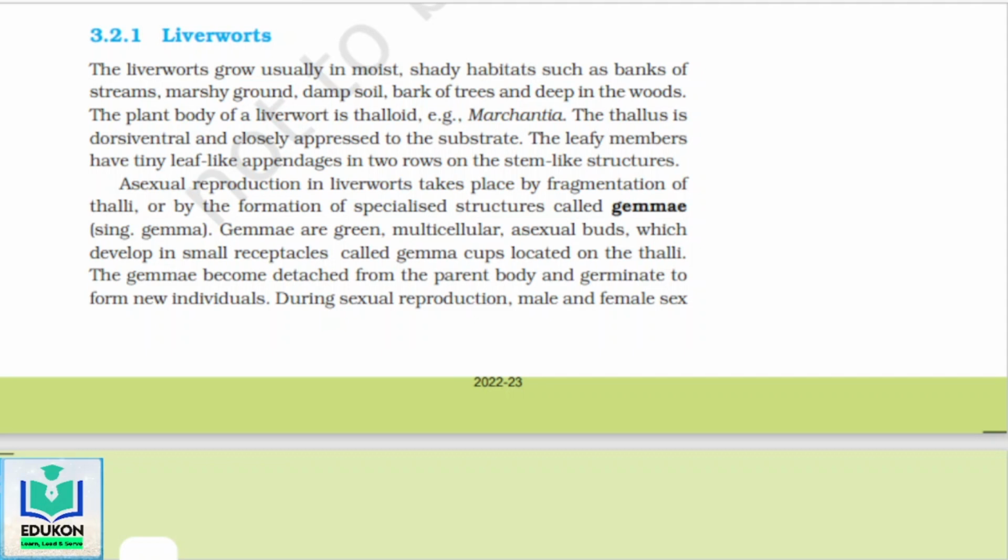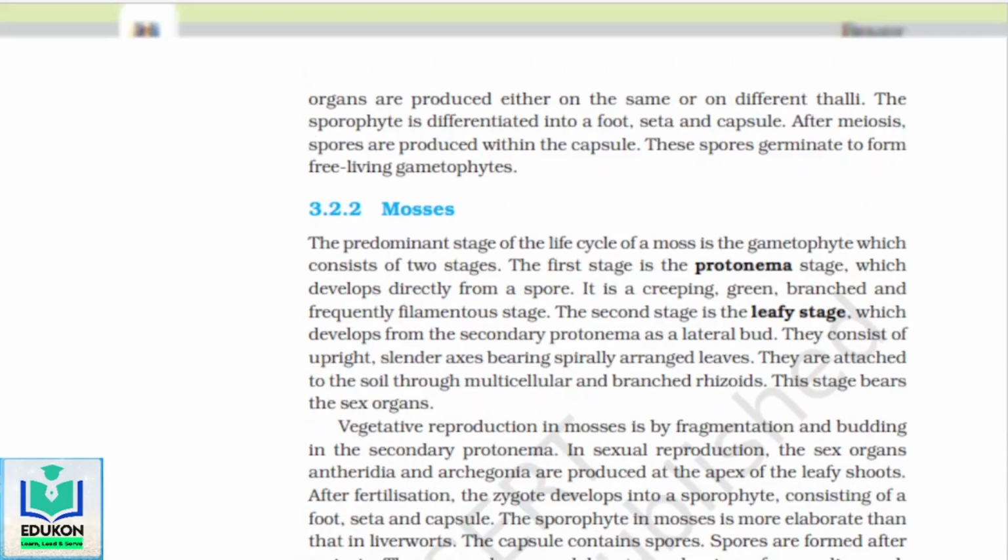During sexual reproduction, male and female sex organs are produced either on the same plant or on different plants, like the same thallus or different thallus. For example, sometimes the male and female sex organs grow on the same thallus or on different thalli of the same plant.